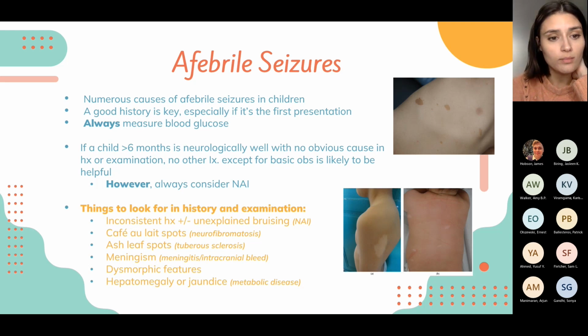You want to look for signs of meningism, so sort of neck stiffness, photophobia. You can do the official Brudzinski sign, I think it's called, and all of that jazz. And that could be a sign of not just meningitis, but intracranial bleed as well. You're looking for any dysmorphic features, so any features that might indicate inherited conditions such as Down syndrome, because that will just give you a bit of a clue. They can have a higher incidence of epilepsy and things like that. And then you want to look for any hepatomegaly or jaundice as well, because that could be a sign of metabolic disease.